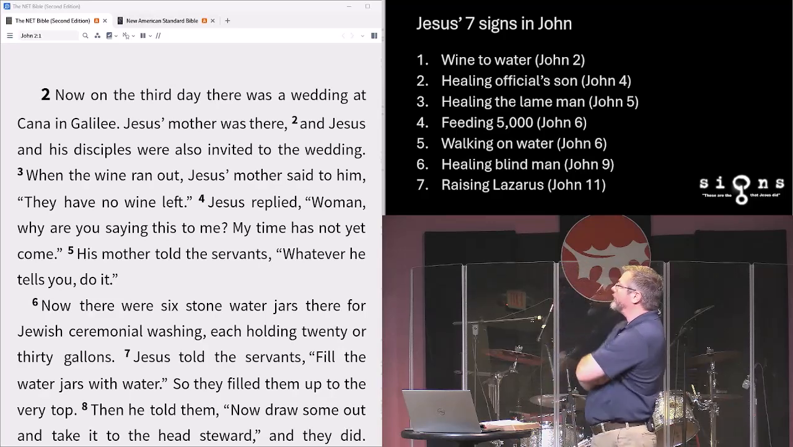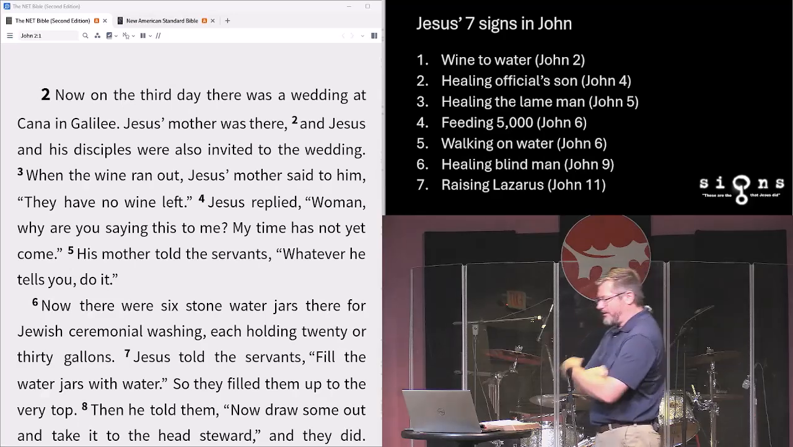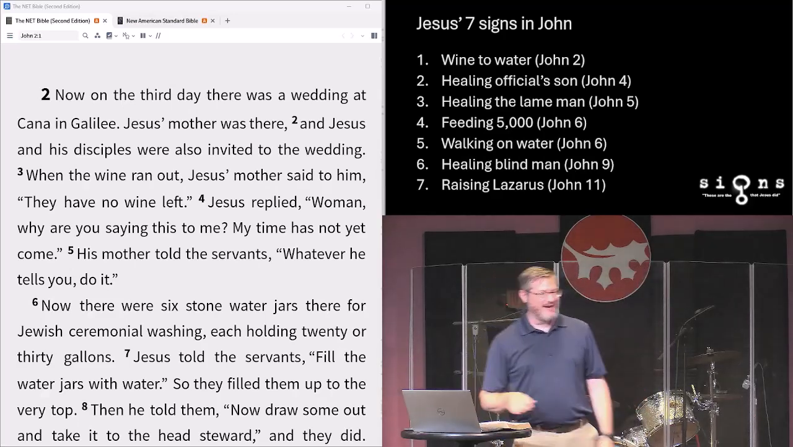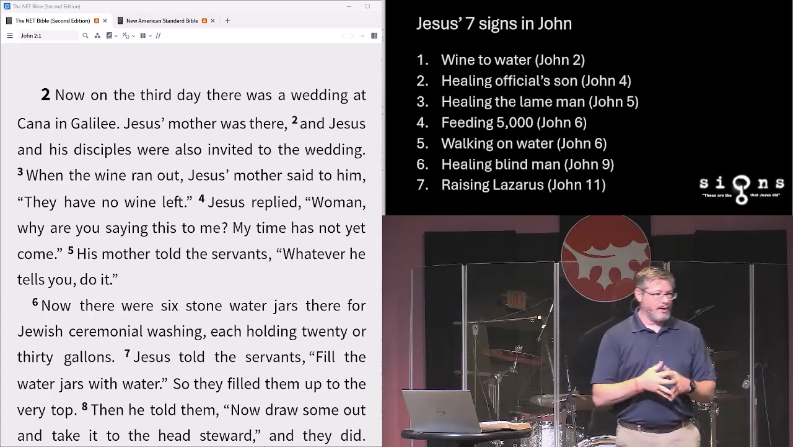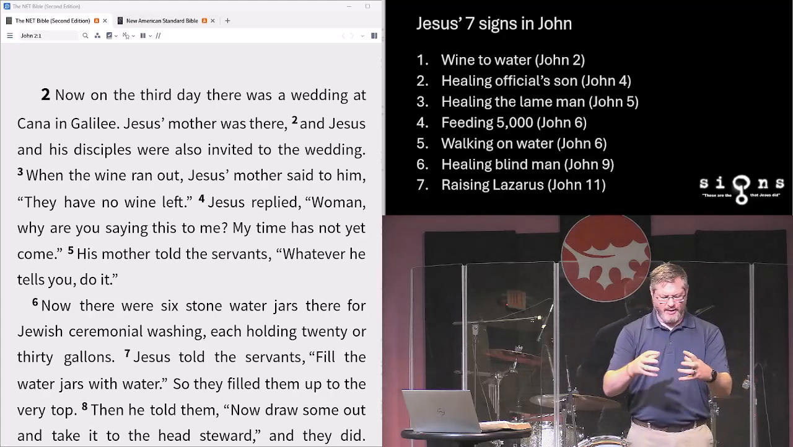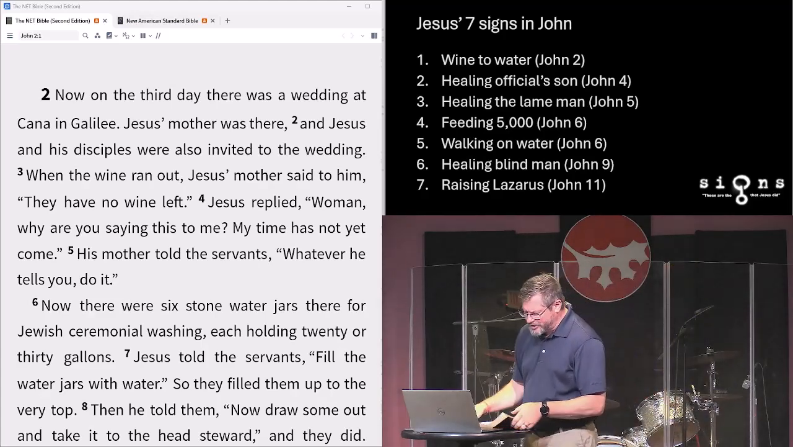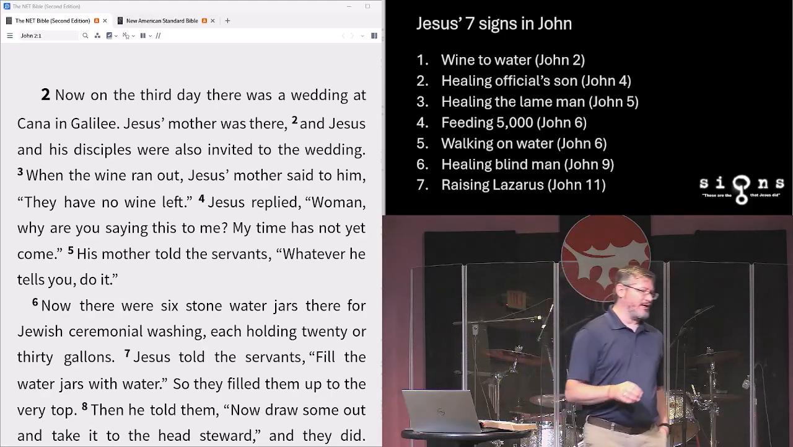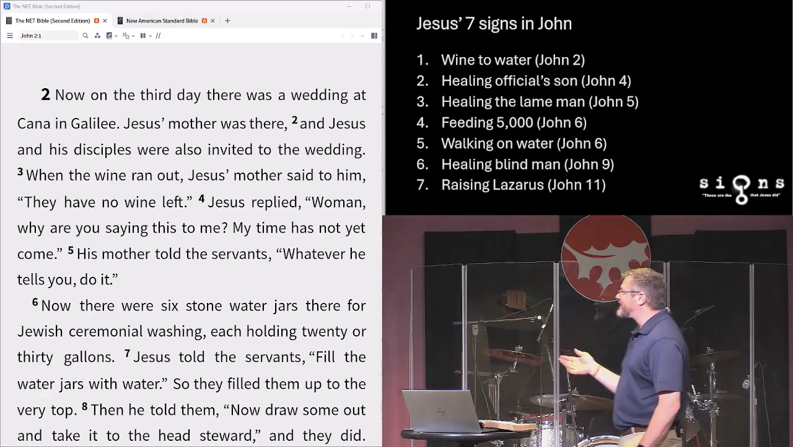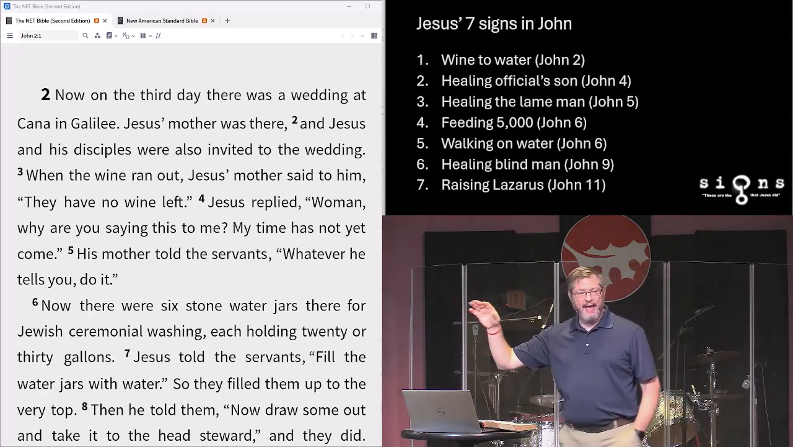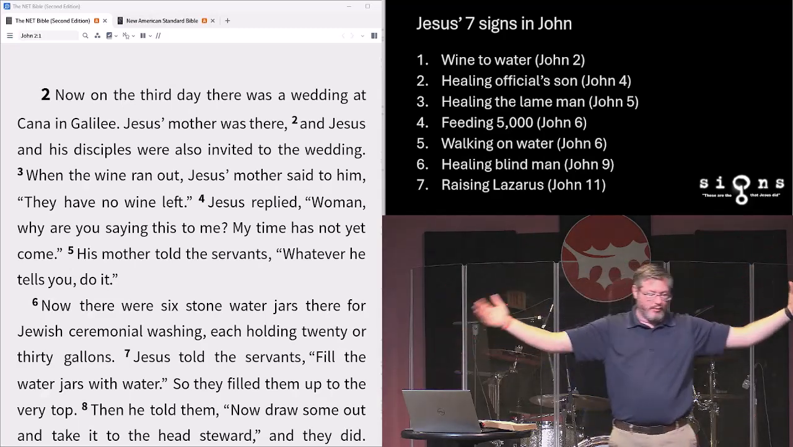Are all the rest of them right? The official's son, the man feeding 5,000, walking on the water, the blind man receiving sight. Okay, I think the rest of them are right. So in John chapter 4, he healed the son of an official, not a royal official necessarily, but a nobleman. Some translations call him a nobleman's son. In chapter 5, he healed a lame man, which was really cool, and we'll have to get into some textual issues there in a couple of weeks. In chapter 6, he fed the 5,000 men, plus women and children, so probably in the neighborhood of 15,000 to 20,000 people, miraculously, of course.